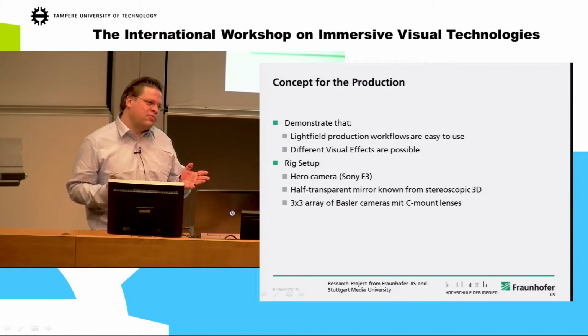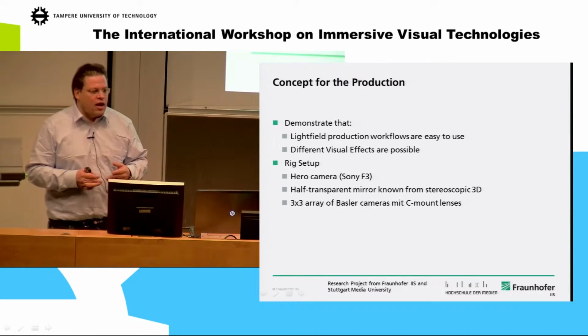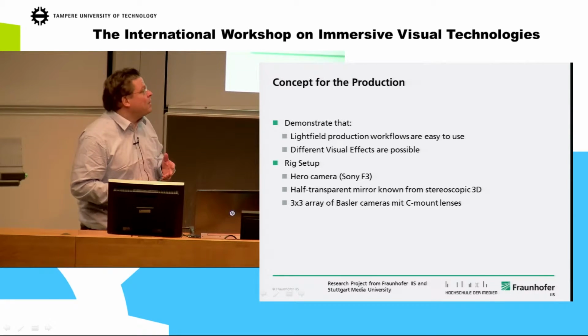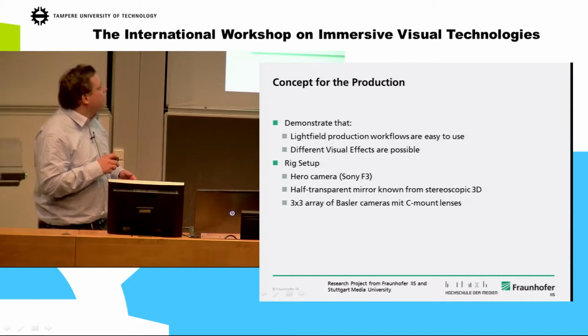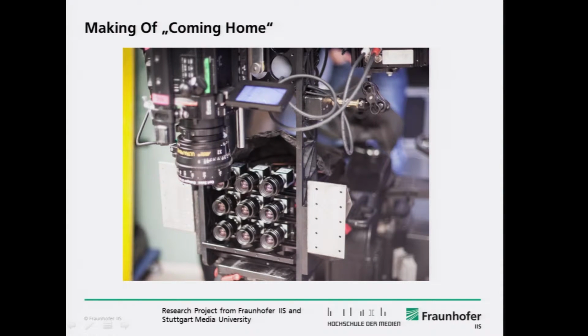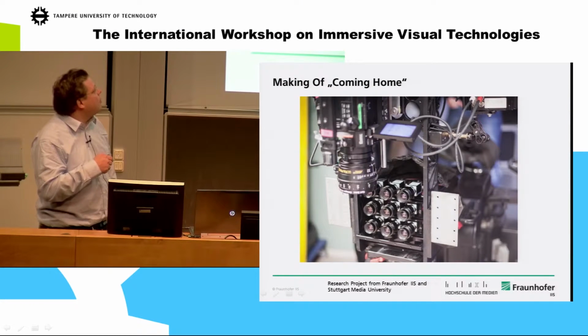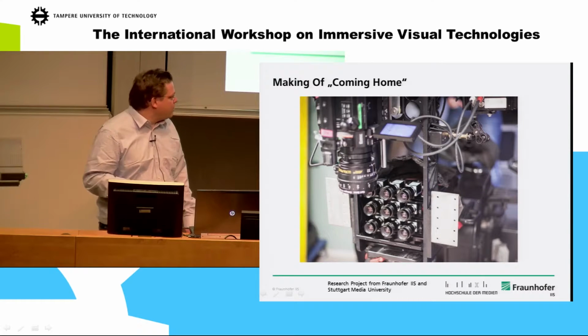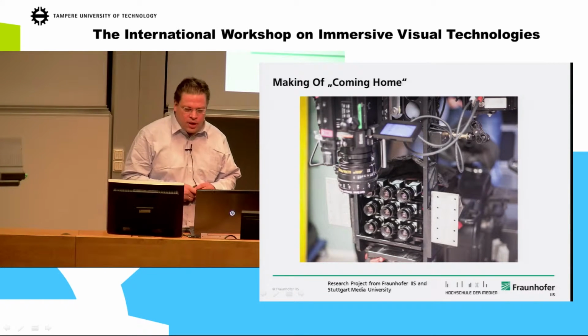So we had lots of meetings with experts and brainstormings, and so we tried a special setup with one hero camera, here a Sony F3, a half-transparent mirror as known from stereoscopic 3D, and behind a 3x3 Basler array. So this is how the rig looks like without the mirror box. So here you have this cinema quality camera, and here you have the 3x3 array. And as I said, we did this together with Stuttgart Media University in Stuttgart.